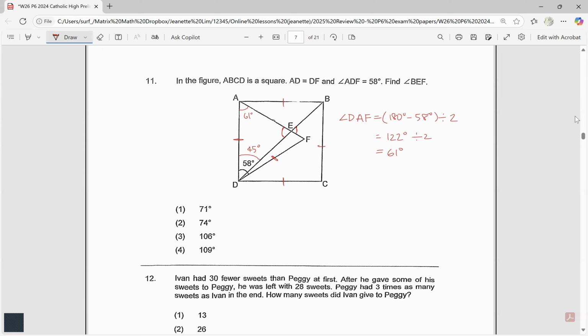So now to find AED, we would take 180 minus 61 and minus 45. Okay, calculate that out. You should have 74 degrees. So this is 74, which means that our angle BEF is also 74 degrees. So option 2.